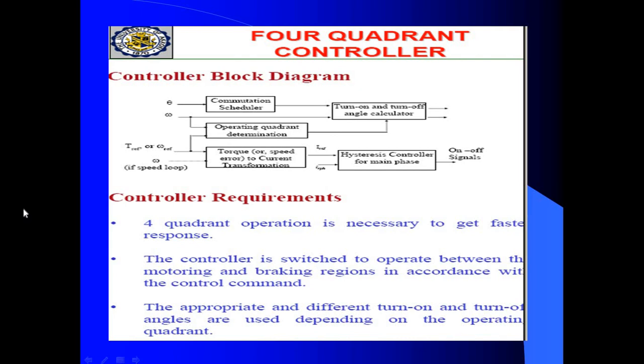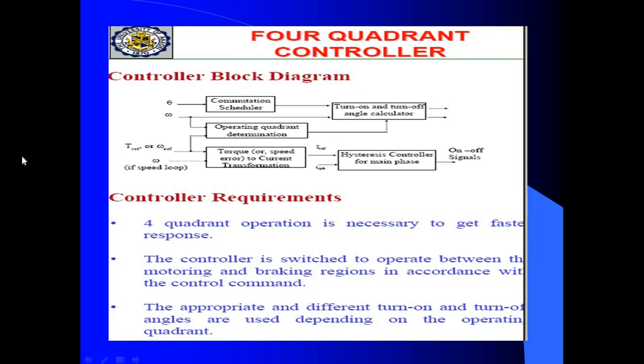The schematic diagram will be explained for commutation scheduler, turn on and turn off angle calculations, operating quadrant determination, torque and speed transformation. The last one is the hysteresis controller for main phase, that means the output of the on and off signals. Controller requirements: four quadrant operation is necessary to get a fast response.